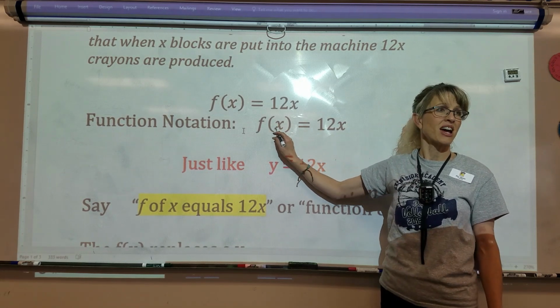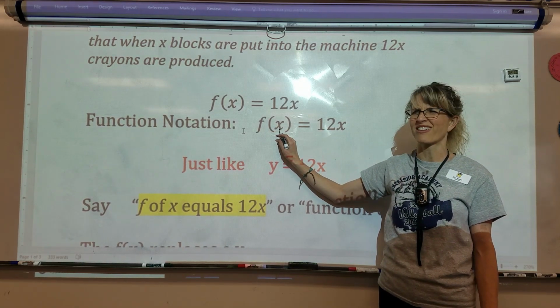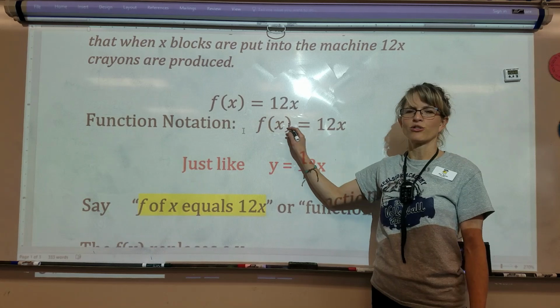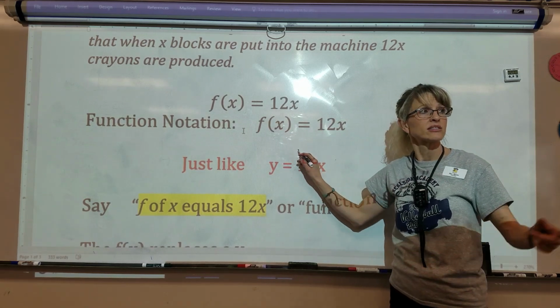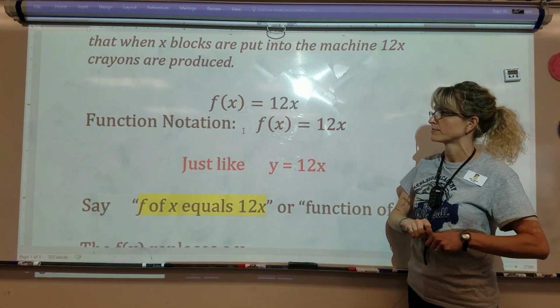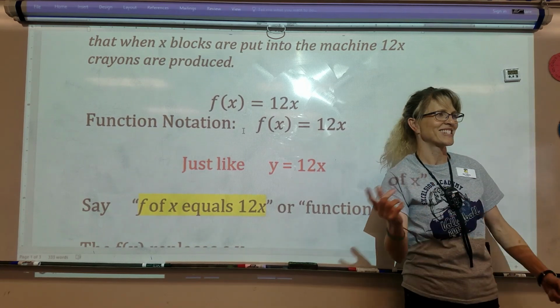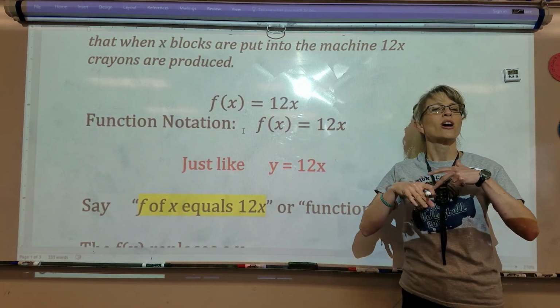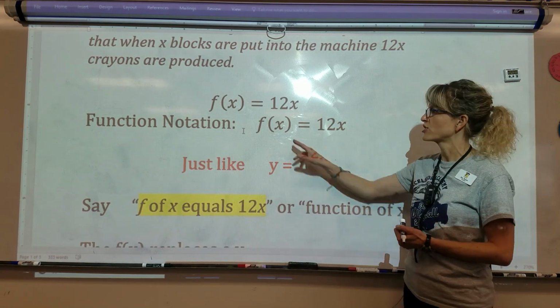So again, it's f of x. It doesn't mean f times x. Normally parentheses mean that, right? But in this special notation, we say f of x. Kaylee: Doesn't that all mean times though? It does, but in this case, it's not. It's saying a function where x is our variable. Okay? A function where x is our variable.